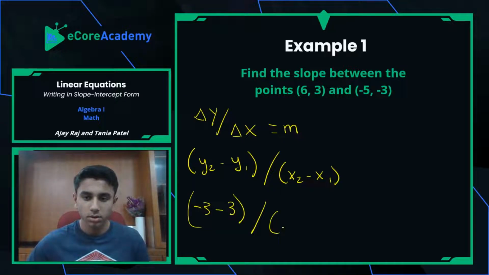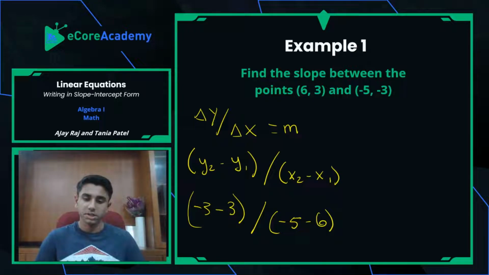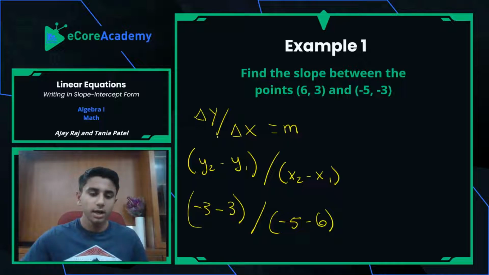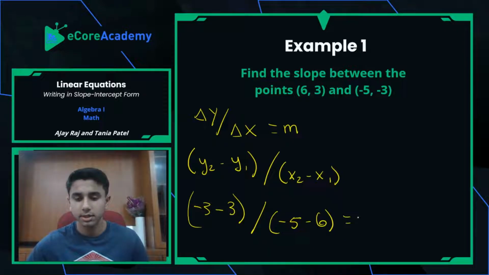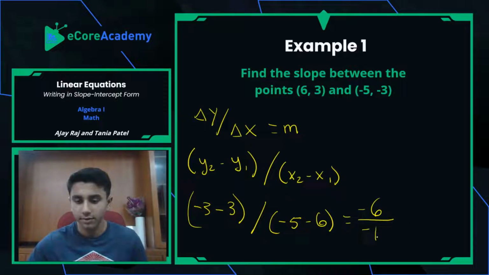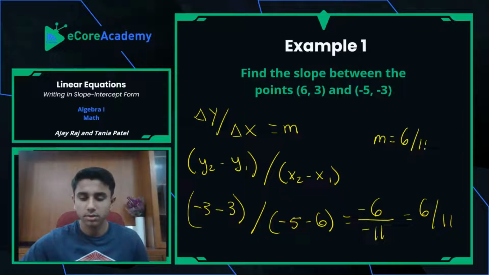over -5 minus 6. So in this manner, we have everything in the proper position, and we're merely calculating the difference, a change in y over the change in x. So negative 3 minus 3, that's negative 3 plus negative 3, that's going to be negative 6. And then of course negative 5 minus 6, that's negative 5 plus negative 6, and that's negative 11. Therefore your slope is going to be 6/11. So m, in this case, will equal 6/11.